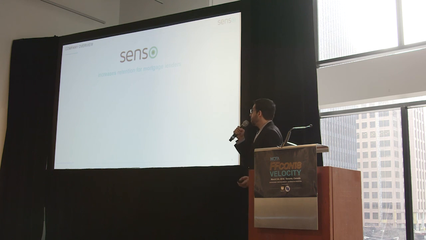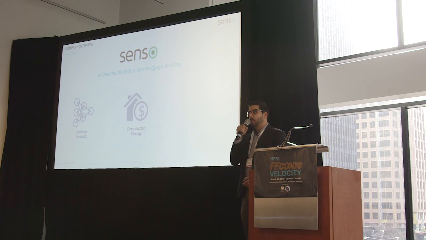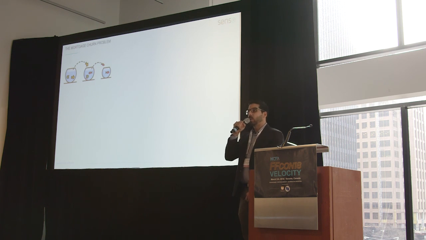So Senso increases retention for mortgage lenders. And we do this by using machine learning to analyze a mortgage portfolio and detect signs of early customer churn. We price deals on a personalized level, and we contextually engage customers to maximize retention. Let's talk about the mortgage churn problem. Currently, financial institutions and our competitors use very linear approaches, which are highly outdated.